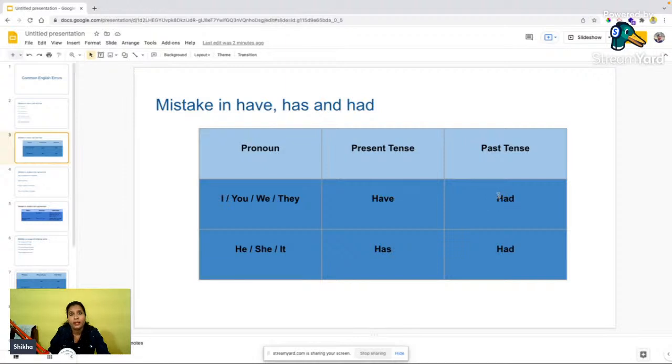Then, we had done our homework. That means in the past you have already finished doing your homework. Now if you say we have done our homework, in this case we will understand that a few minutes back you completed your homework. So the moment you change the usage of the verb, the meaning of the sentence also changes.